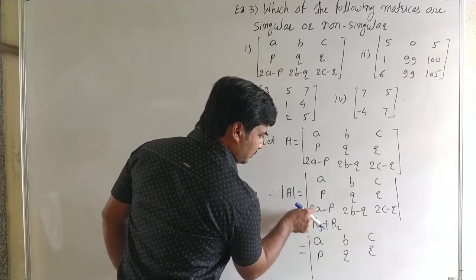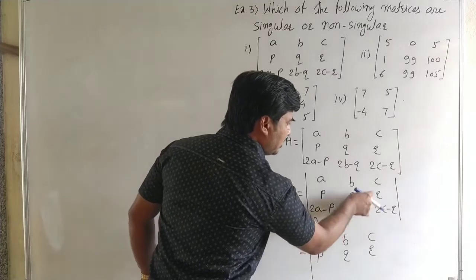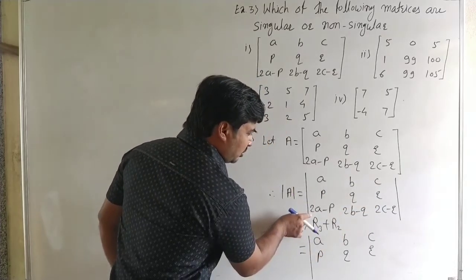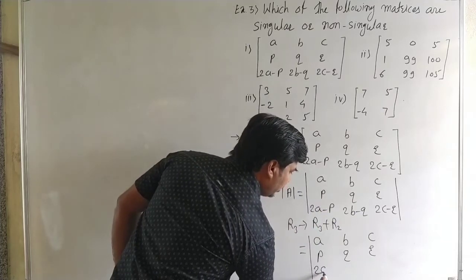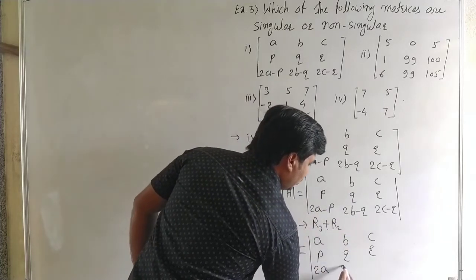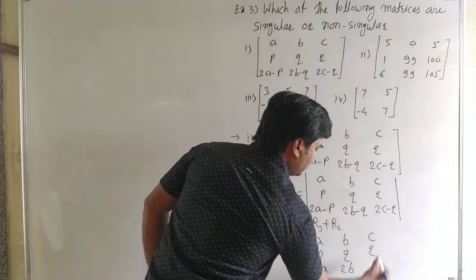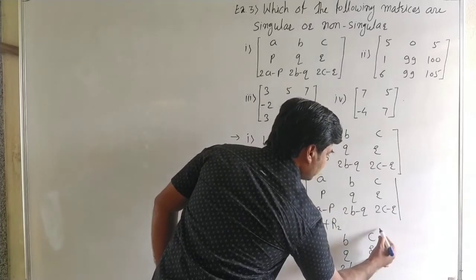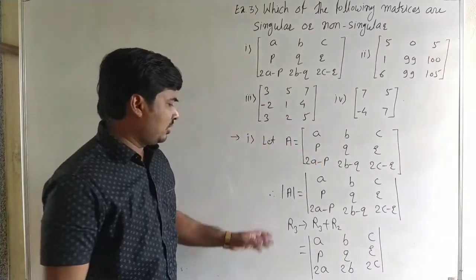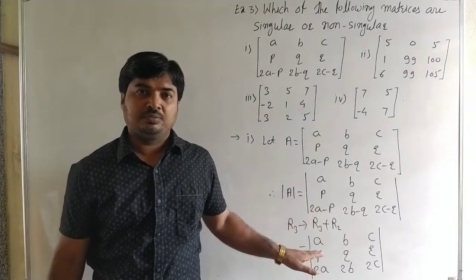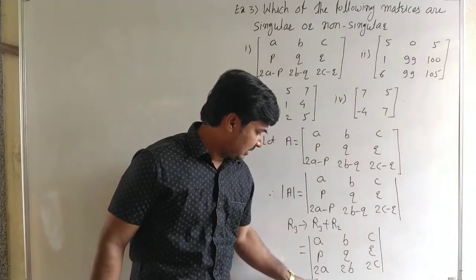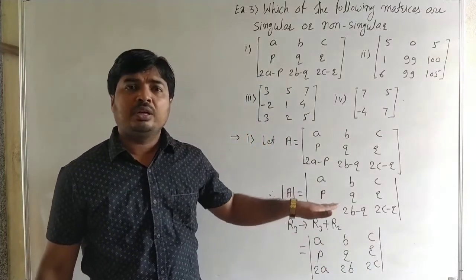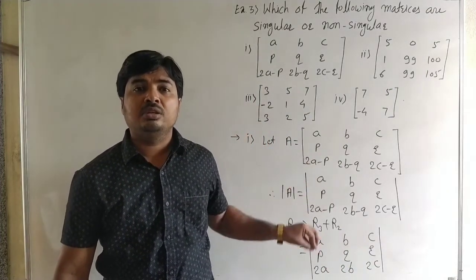When we add the corresponding elements in row 3 and row 2, it is 2A minus P plus P. That means P gets cancelled. Here we get only 2A, here we get 2B, and here we get 2C. It is a determinant. Here we use the property of determinant again. In the third row there are 2A, 2B, 2C. We take 2 common from the third row.